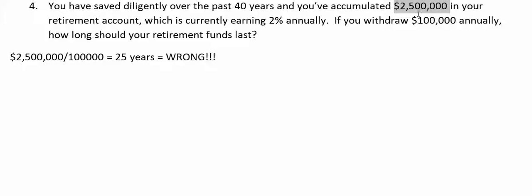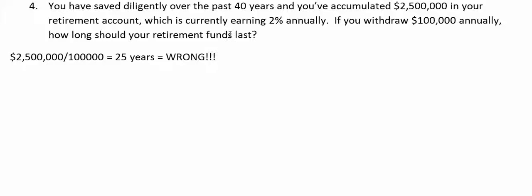Actually, let me say it this way. If you took the $2.5 million and stuck it under your mattress and it didn't earn any return at all, then 25 years would be the right answer, because there would be no interest being earned. But because you're earning interest of 2% on the money you've not yet spent, your money is going to last you a bit longer than 25 years. Probably not a whole lot longer. We'll have to see. That's what we want to find out.